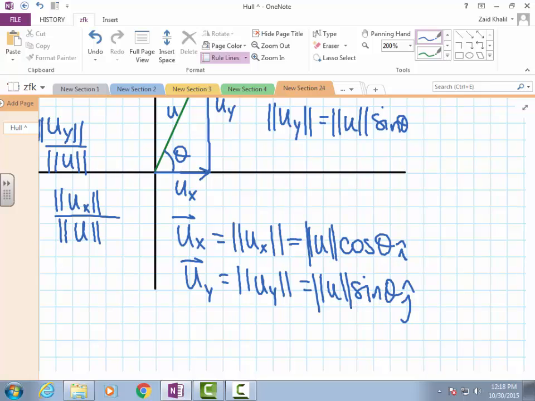Why is this important? Yes? Because not all forces are going to be perpendicular to each other, so if we have the direction and magnitude of the force, then we can use vectors to find. Absolutely. And that's completely correct.